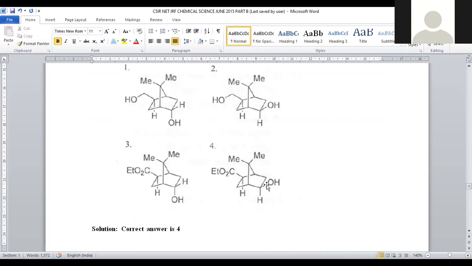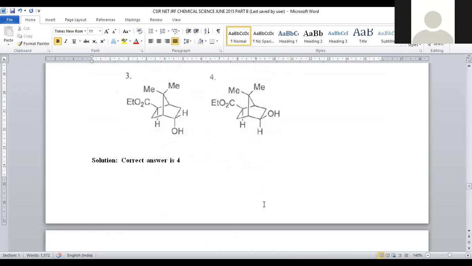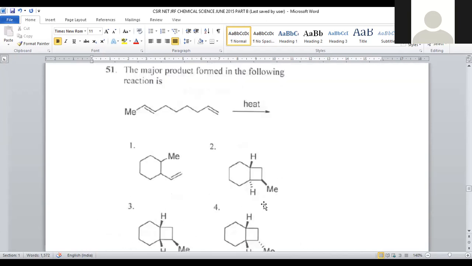That is clearly mentioned in option number 4. For question number 50, option number 4 is the correct answer. Let us move on to question number 51. The major product formed in the following reaction.